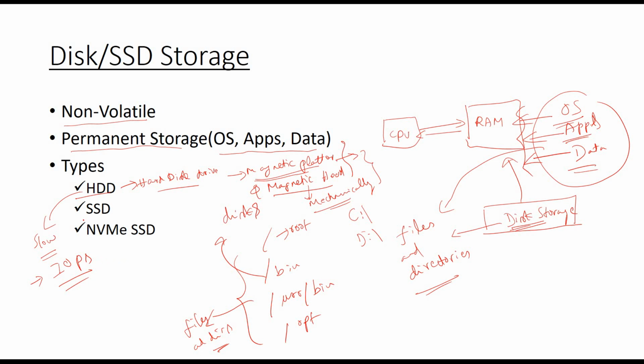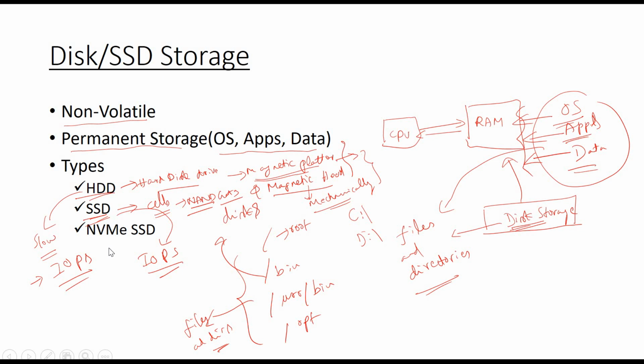The next one is SSD, which is nothing but solid state drive. Here the data will be stored in electronic cells. We don't have any moving parts, and the cells are based on NAND gates. Since it is using electronic cells, it is very fast when compared to HDD. So by using SSD, we'll get more IOPS when compared to HDD.